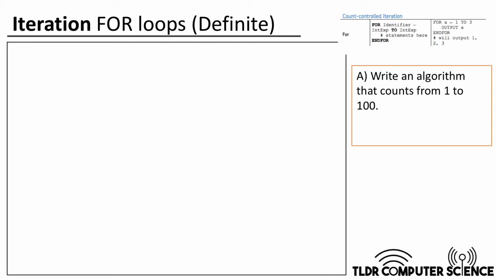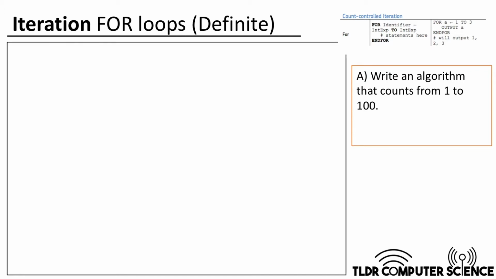The first type of loop we're looking at here is a definite or definitive loop. What that essentially means is that you know how many times you want it to loop. Our problem here is that we want to write an algorithm that counts from 1 to 100. Now we could write the code to output 1, output 2, output 3, etc. But we do not want to do that. We know we want it to loop 100 times.